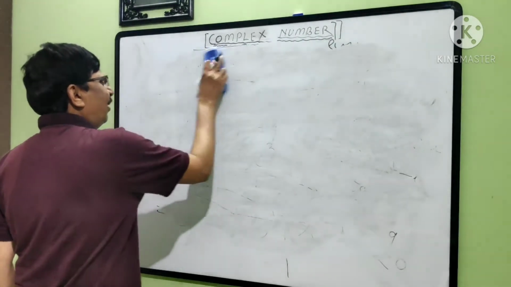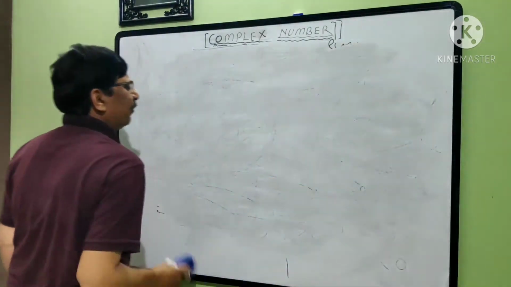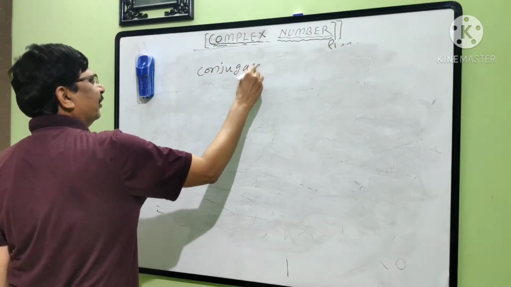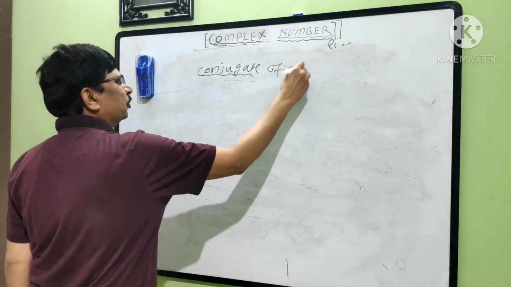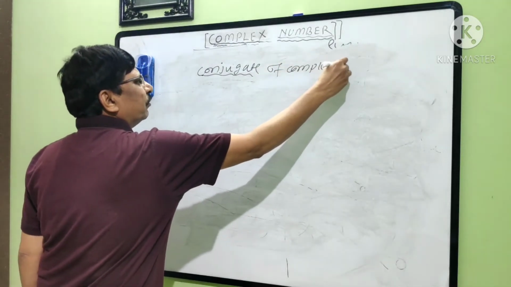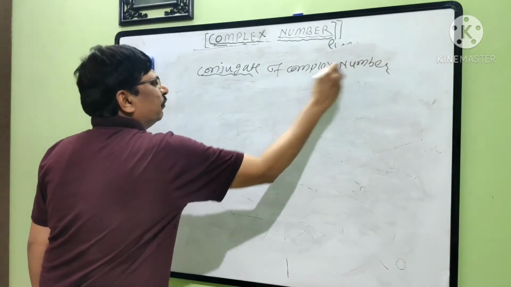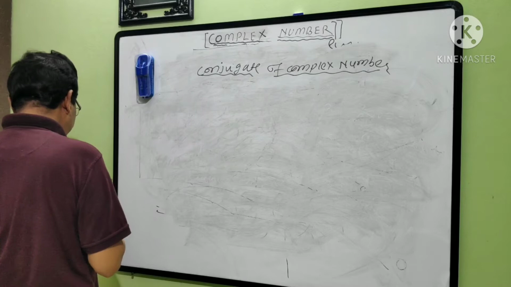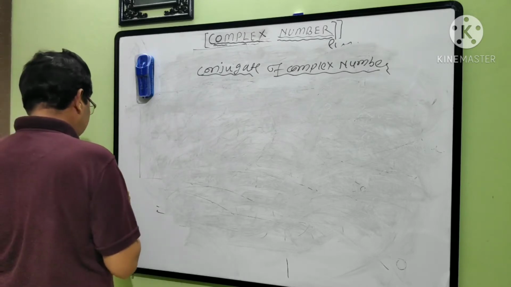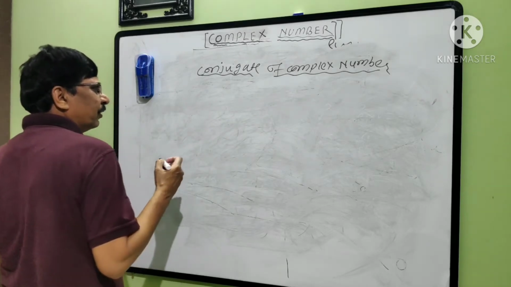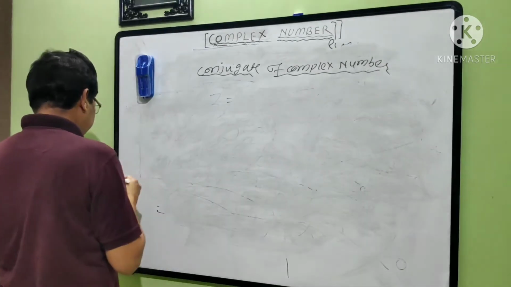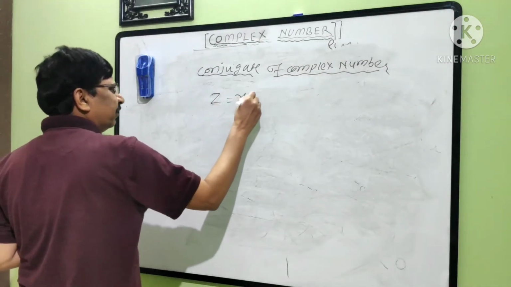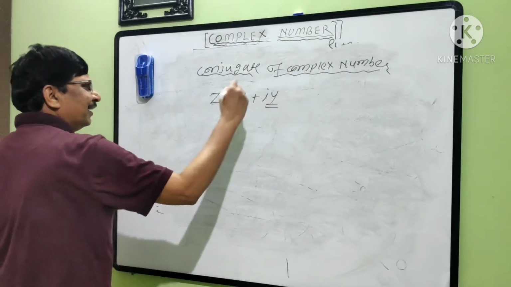Okay. Now I am going to define the conjugate of a complex number. Now, what is the definition of the conjugate of a complex number? Let z be a complex number, and suppose it is x plus iy. This is the real part, this is the imaginary part.